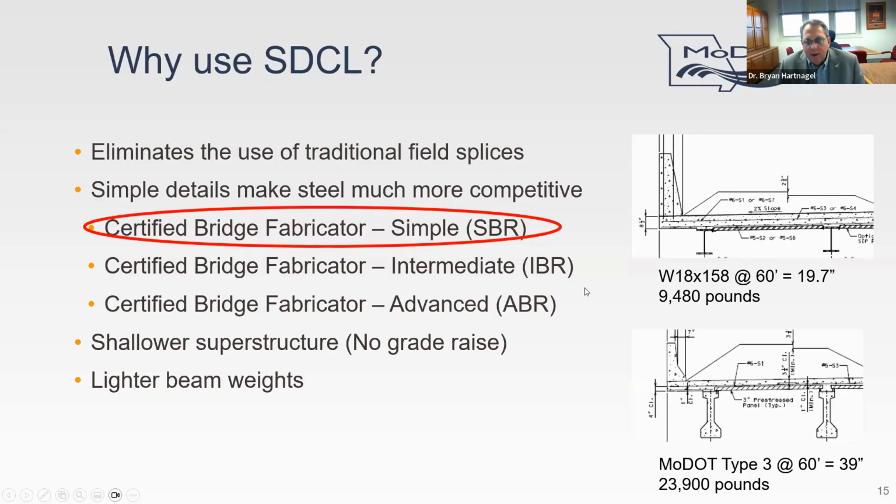So the lighter beam weight allows the contractor to eliminate heavier cranes. Some of these can be picked with a track hoe, with a chain on the bucket of a track hoe or something like that. Set them real easy. And then the shallower superstructure, like I said, was mainly for hydraulic consideration and not needing to raise the roadway grade to accommodate a hydraulic opening.